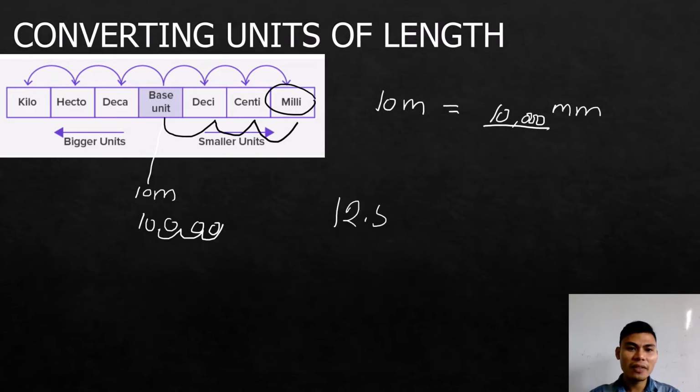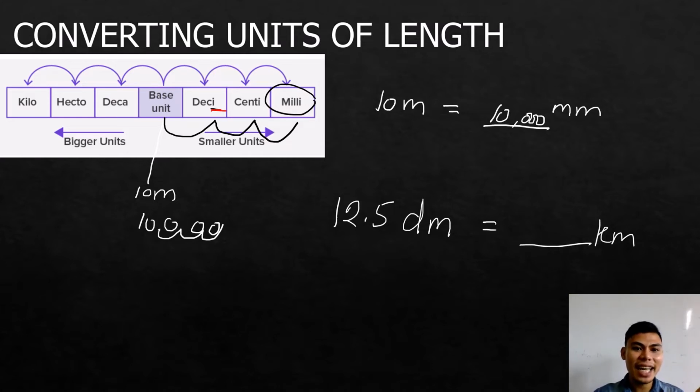Convert 12.5 decimeters to kilometers. So, decimeter, where is that? It's here. I'll use another color. Then going to kilometer, so going to the left. Earlier, we were going to the right. From the decimal point, we went to the right for 10 because 1, 2, 3. Now, decimeter, where does it go?